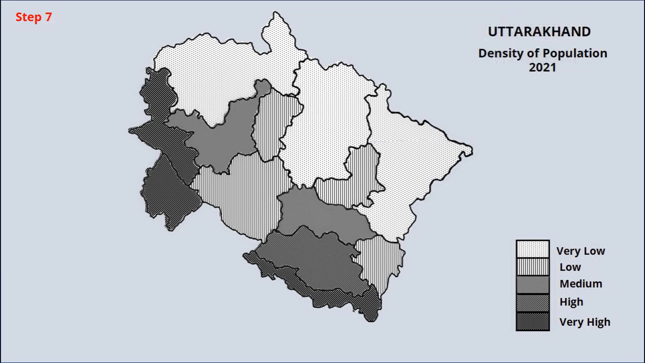Step 7. To enhance the map's clarity, we should add a title or caption indicating the theme, such as population density of Uttarakhand. Don't forget to include other essential information, like the data source and the year the data represents.